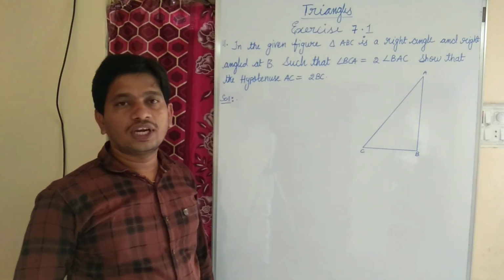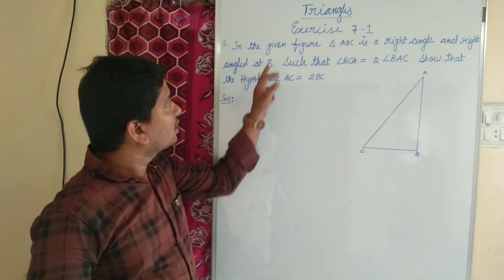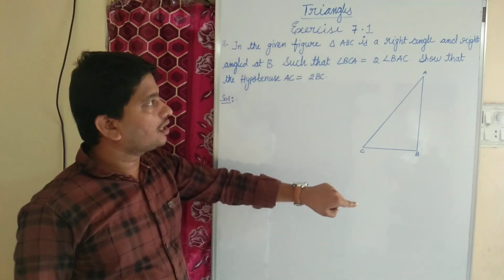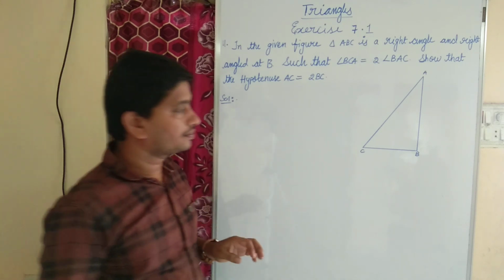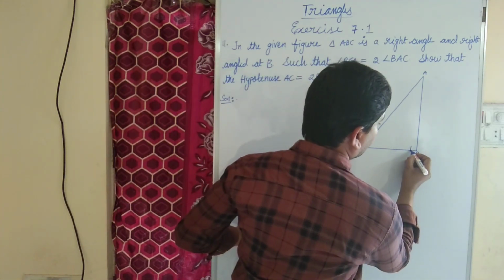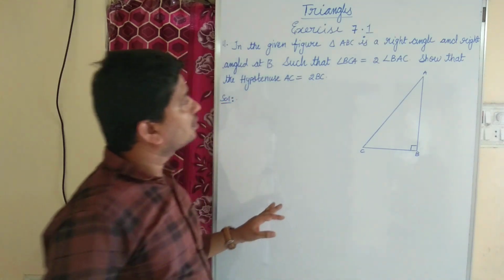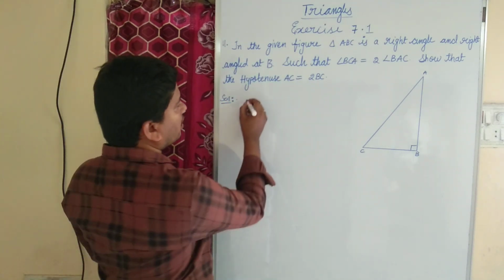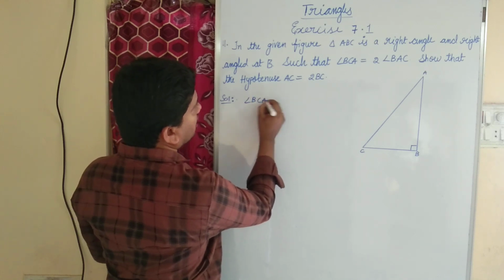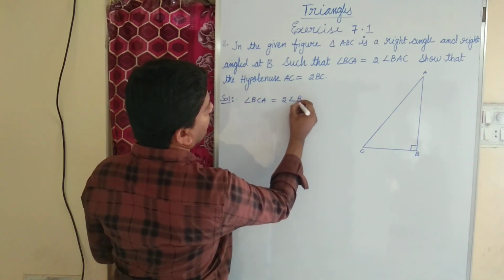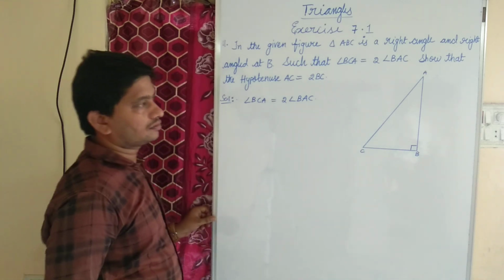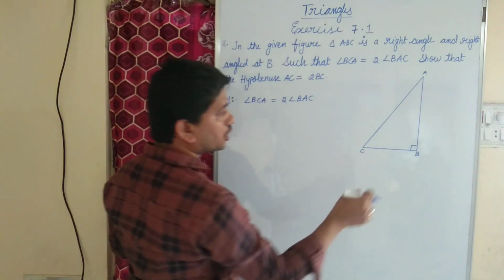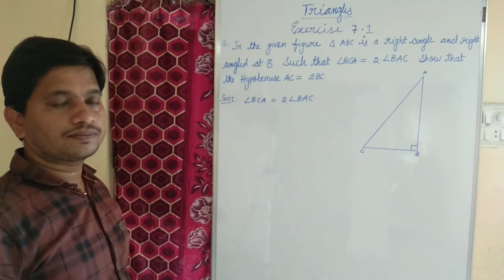Now coming to 11th question. In the given figure, triangle ABC is right angled at B. Right angle is at B, such that angle BCA, what is given? Angle BCA is 2 times angle BAC.